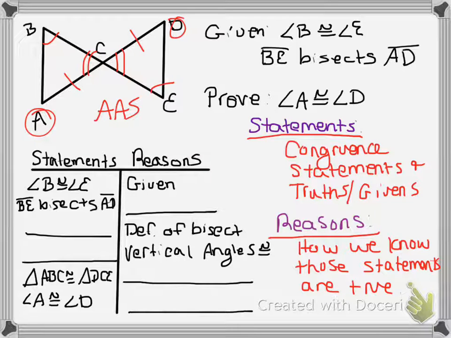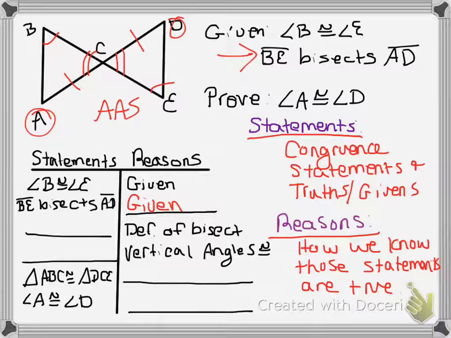Alright, so I got my given. Angle B is congruent to angle E. And then my next statement is BE bisects AD. Well, I look up here and I see, okay, that's one of my givens. So, well, that one's easy. My reason is given.